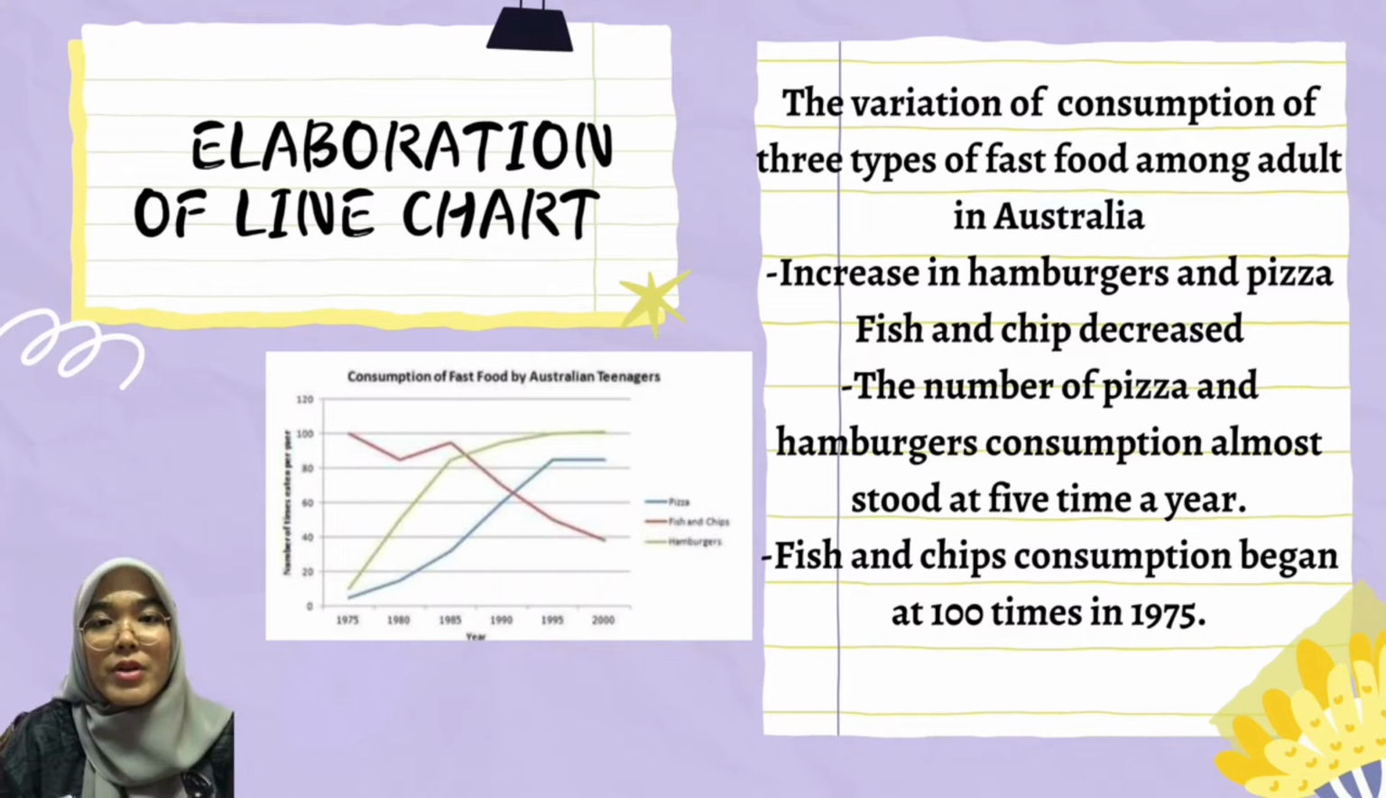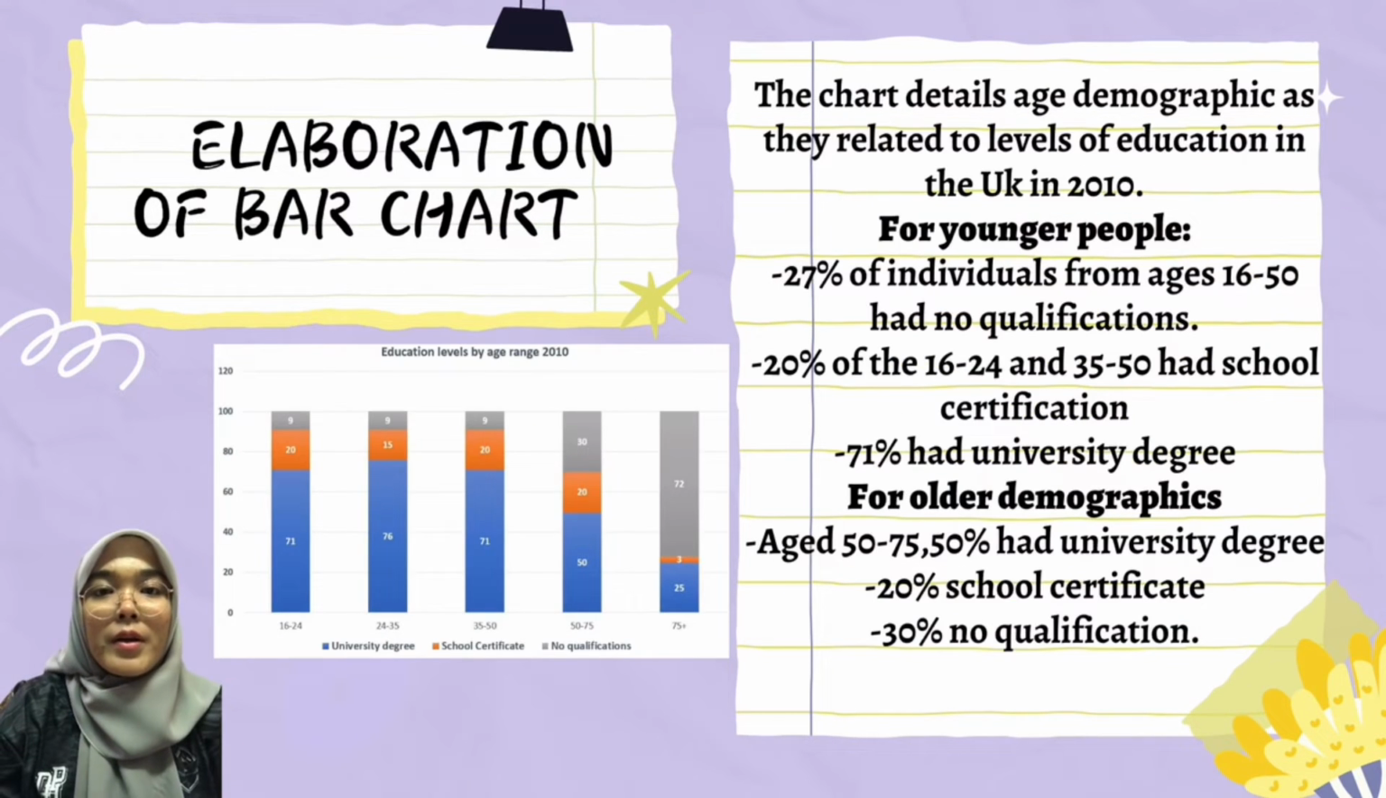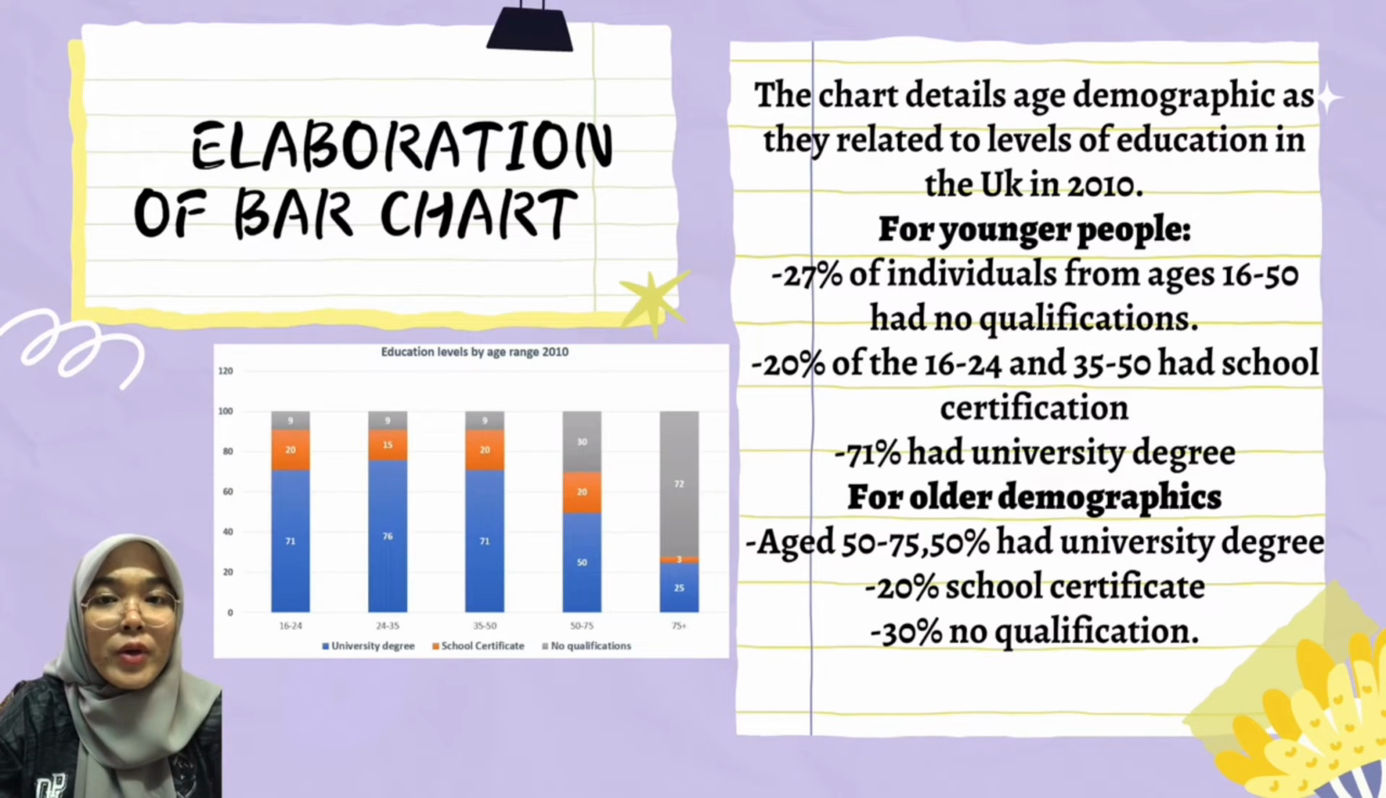In contrast, fish and chips consumption began at 100 times in 1975. Subsequently, it showed a slight fluctuation. Thereafter, it dropped sharply from 1985 until 2000 to finish at just under 40. Next, I will talk about age demographic as they relate to levels of education in the UK in 2010.